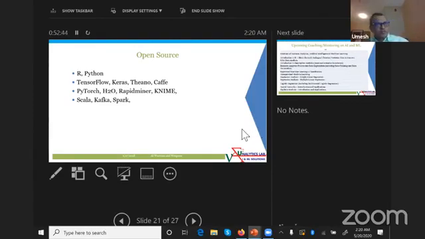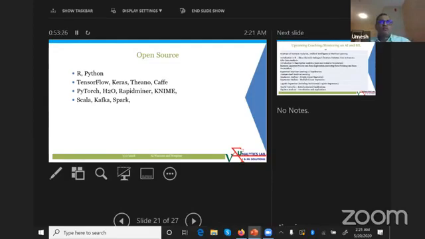Open source tools: R, Python. These are all open source tools. TensorFlow, Keras, Theano, Caffe are libraries supporting your machine learning tasks, which run either on top of Python or on top of R. Then there are some other tools: PyTorch, H2O, RapidMiner, KNIME. Then there are tools for big data analytics like Scala, Kafka, Spark. These are all open source tools.